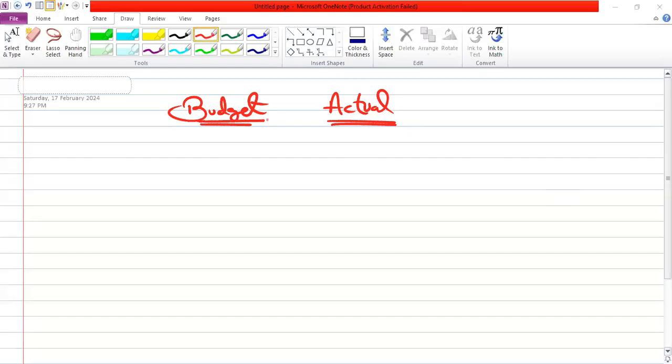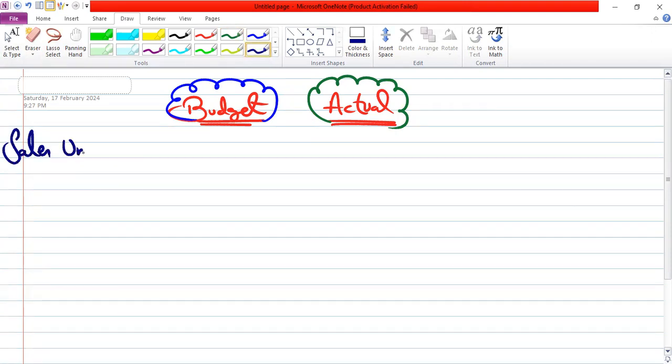Determine. What we predetermine, what we expect. Expected, meaning budget. Actual is what happens actually, meaning reality. For example, I am saying sales units.